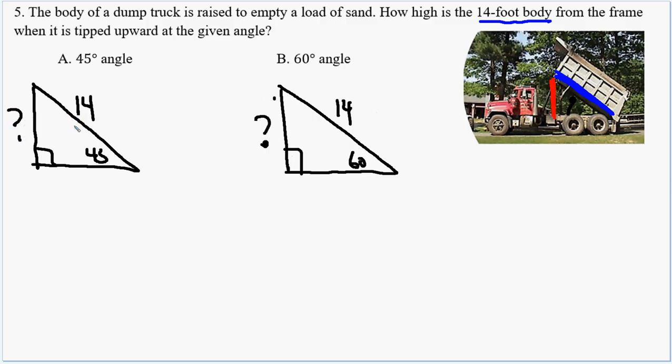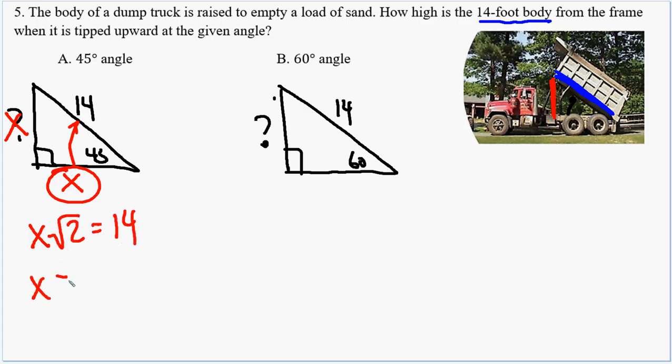Okay, so in the first one, if I had the leg and I jumped to the hypotenuse, I would multiply by root 2. So in this case, we're going to go the other way and divide by root 2. Let me just call both of these sides x's. So if we knew what x was, we could do x times the root of 2 is equal to 14. So to get x alone, we would divide both sides by root 2. 14 divided by root 2 is about 9.9 feet.